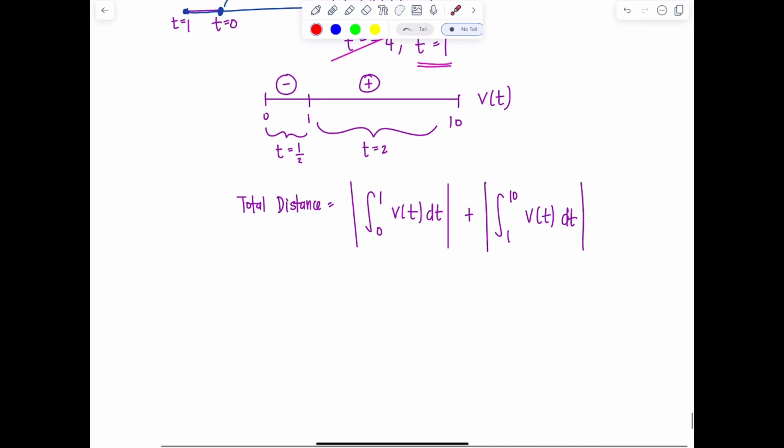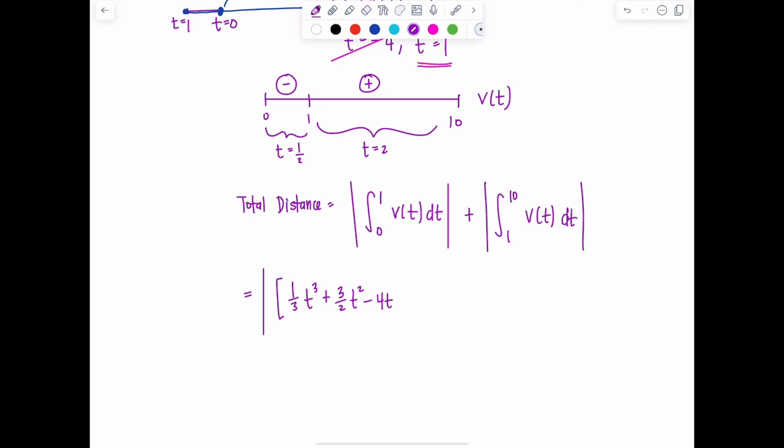Okay. Anyways, we've done a lot of this already. So v of t, we had it up above, t squared plus 3t minus 4. I don't want to rewrite everything painstakingly, so I'm just already going to bust out the antiderivative. 1/3 t cubed plus 3/2 t squared minus 4t from 0 to 1, and then we're going to take absolute value after, plus, I'm going to leave them, but I know we don't need them, right? 1/3 t cubed plus 3/2 t squared minus 4t from 1 to 10.